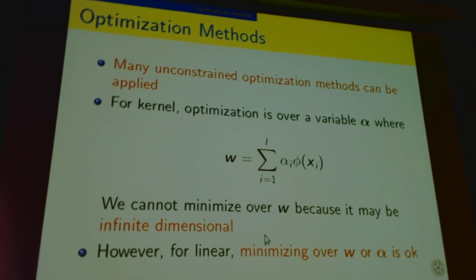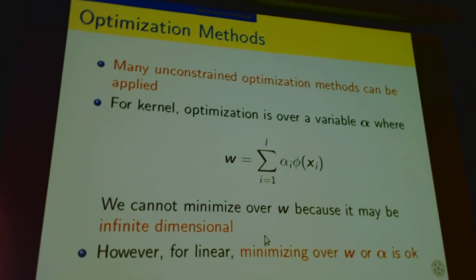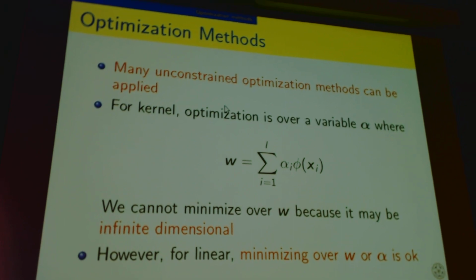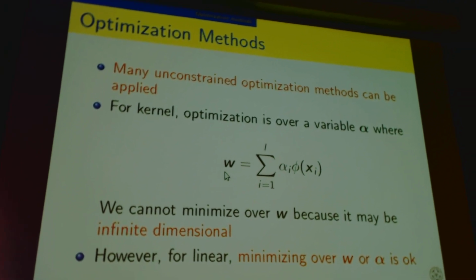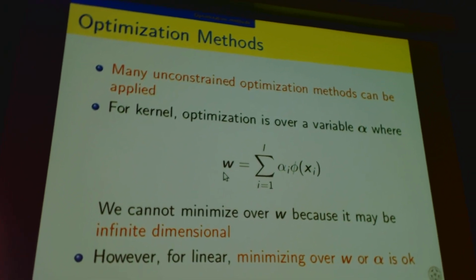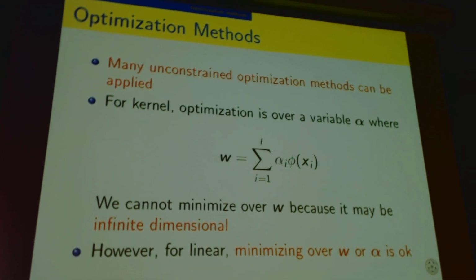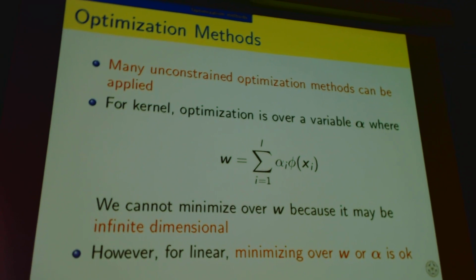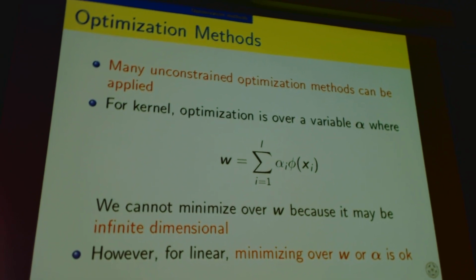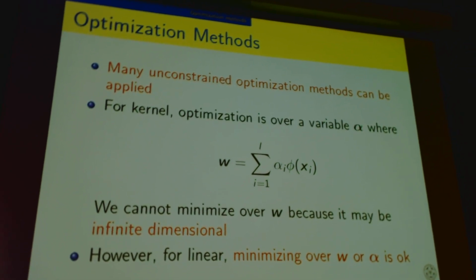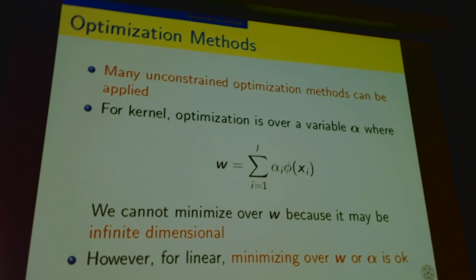But now for linear, we have no such restriction. Because now for linear, this W is finite dimensional, so you can directly minimize the problem of W. But alternatively, you can still work on alpha. That is okay. So for linear classification, it's more flexible to choose optimization methods to find the model.